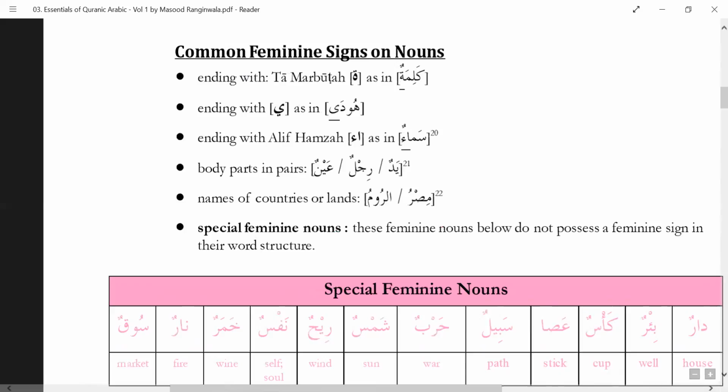Then names of countries and lands are also generally feminine. There are a few exceptions as well, but generally countries or lands are feminine. Like Misr and Arumu. Misr is Egypt and Arum is Rome. Again, the meanings are mentioned below.